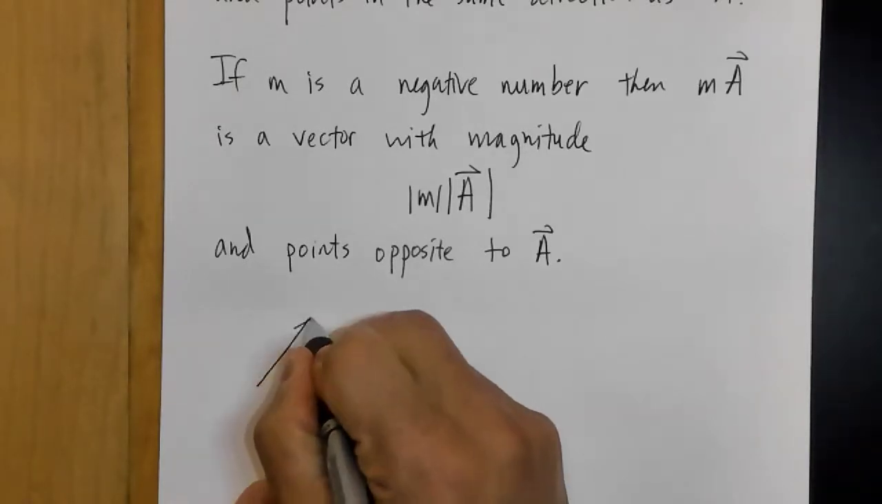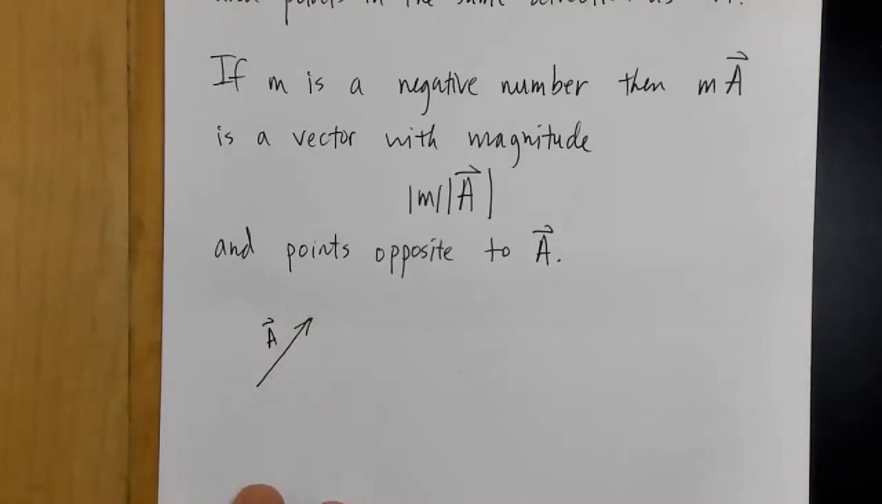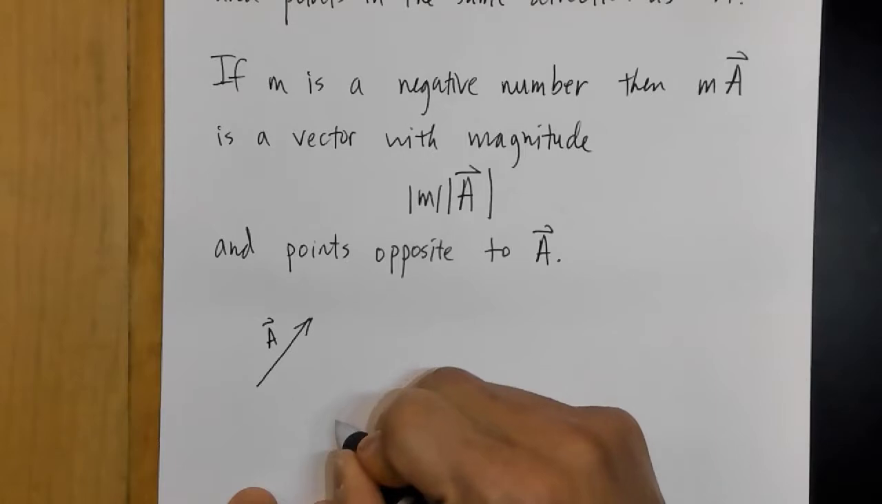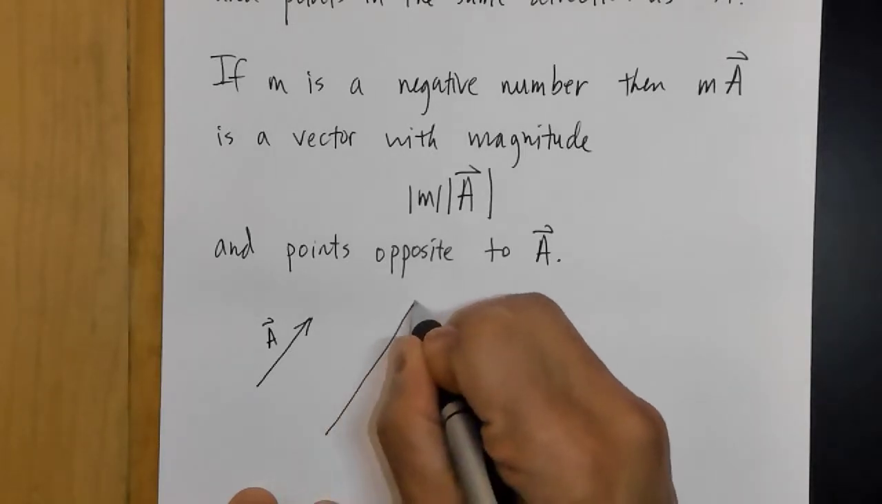All right, so let me now make some drawings that will make it clear. So here's my A. If I want to have 2 times A, it's going to be twice as long, pointing in the same direction.